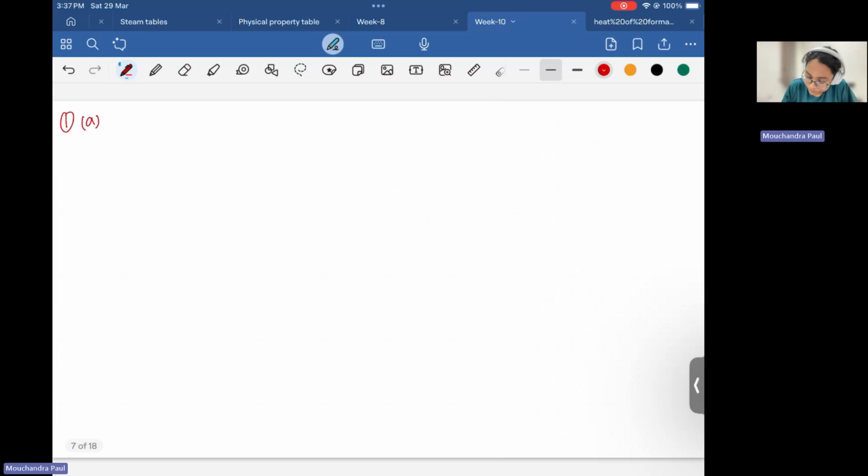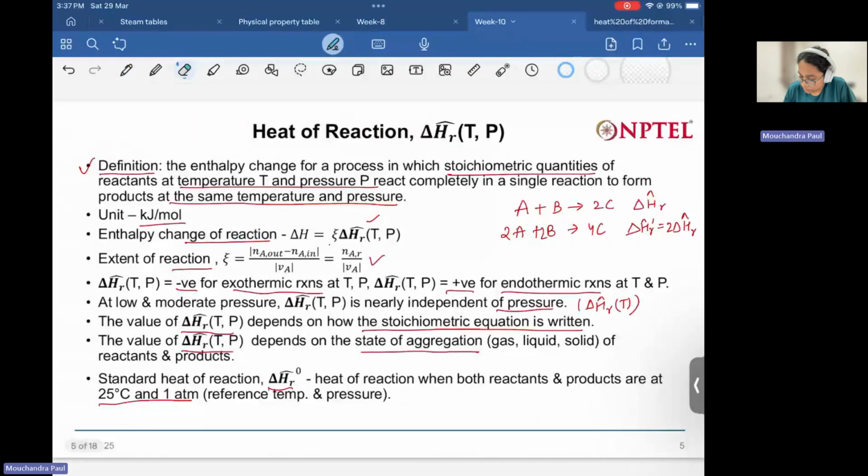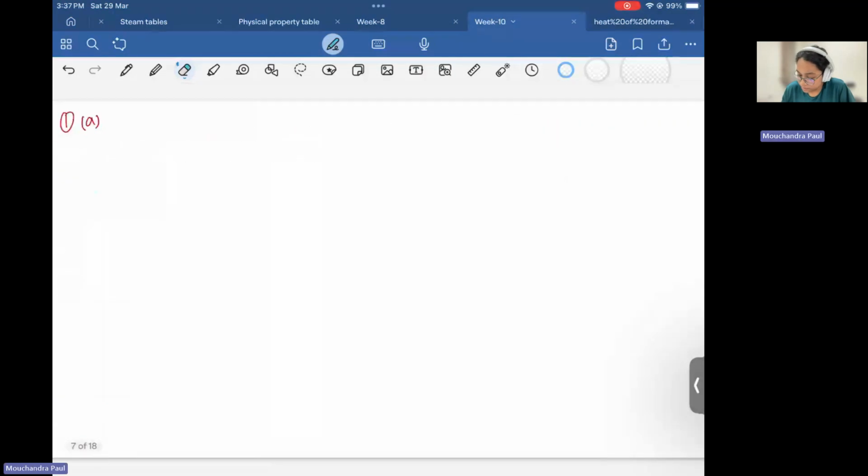So just now I said the enthalpy change of the reaction is given by this equation: delta H is equal to the extent of reaction times the heat of the reaction.